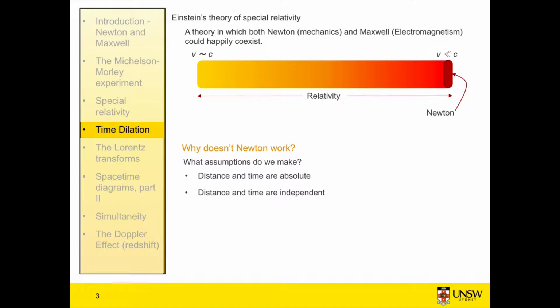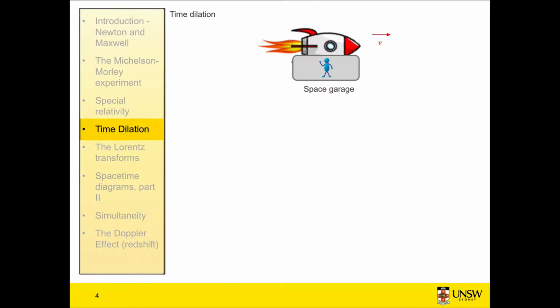And what that means is we assume that the rate at which time passes doesn't change, and also that the distance that we call a meter doesn't change. So in this video, we'll start to look at the first of those assumptions, which is that time is absolute. So the rate that time passes doesn't depend on anything. And to do that, we'll look at our friendly little rocket.